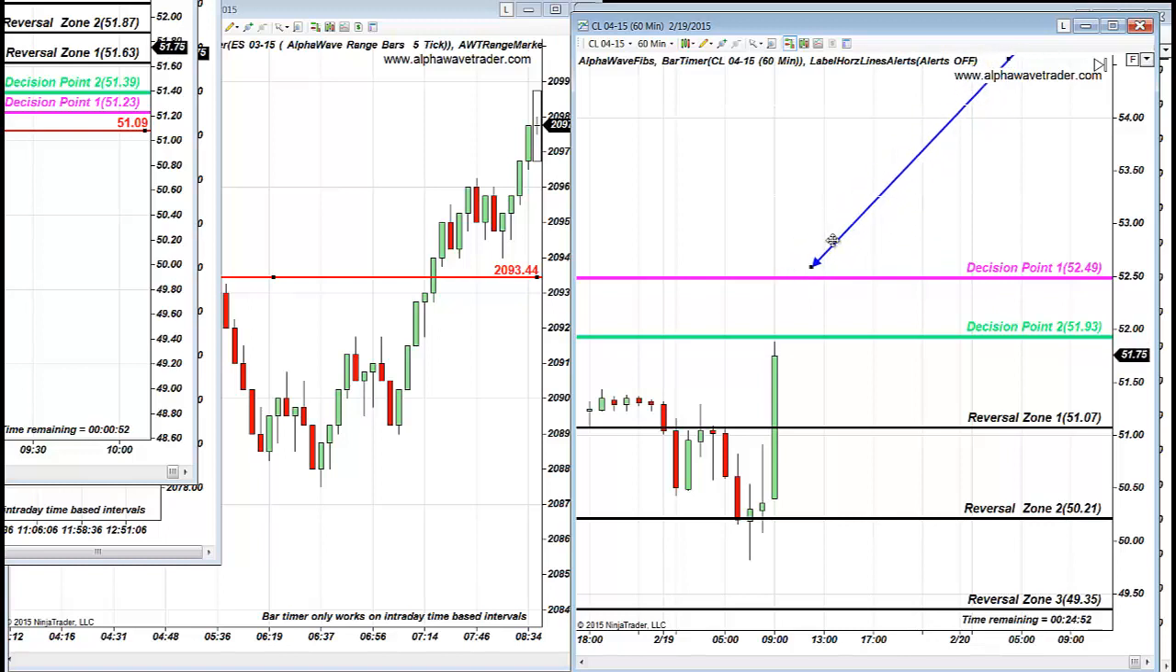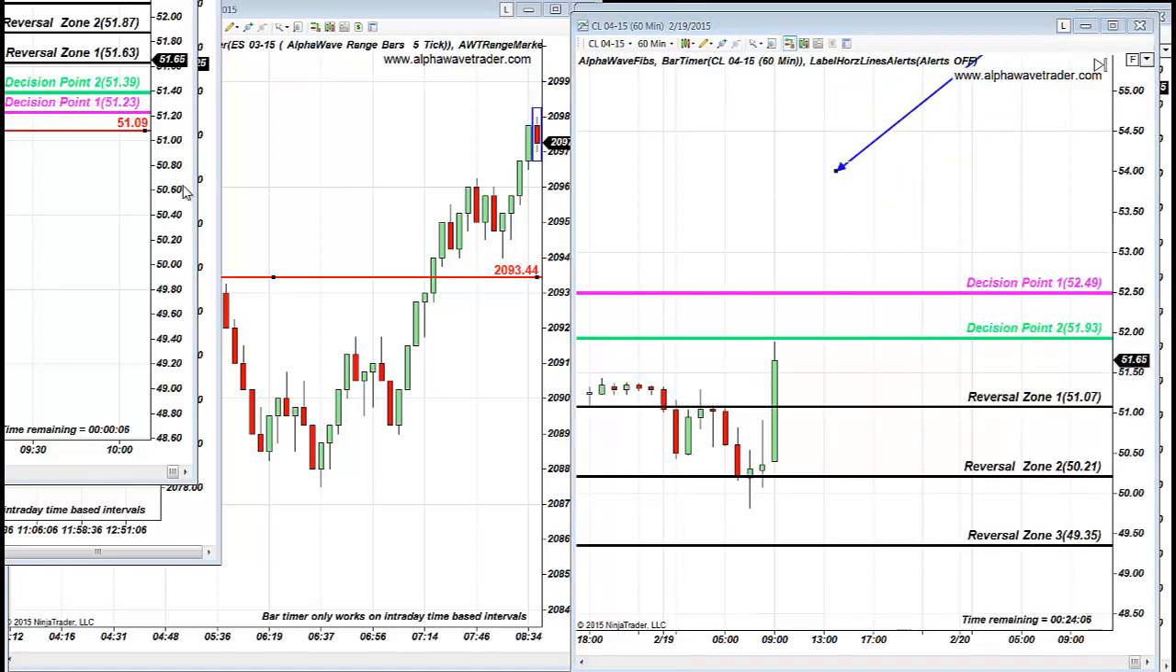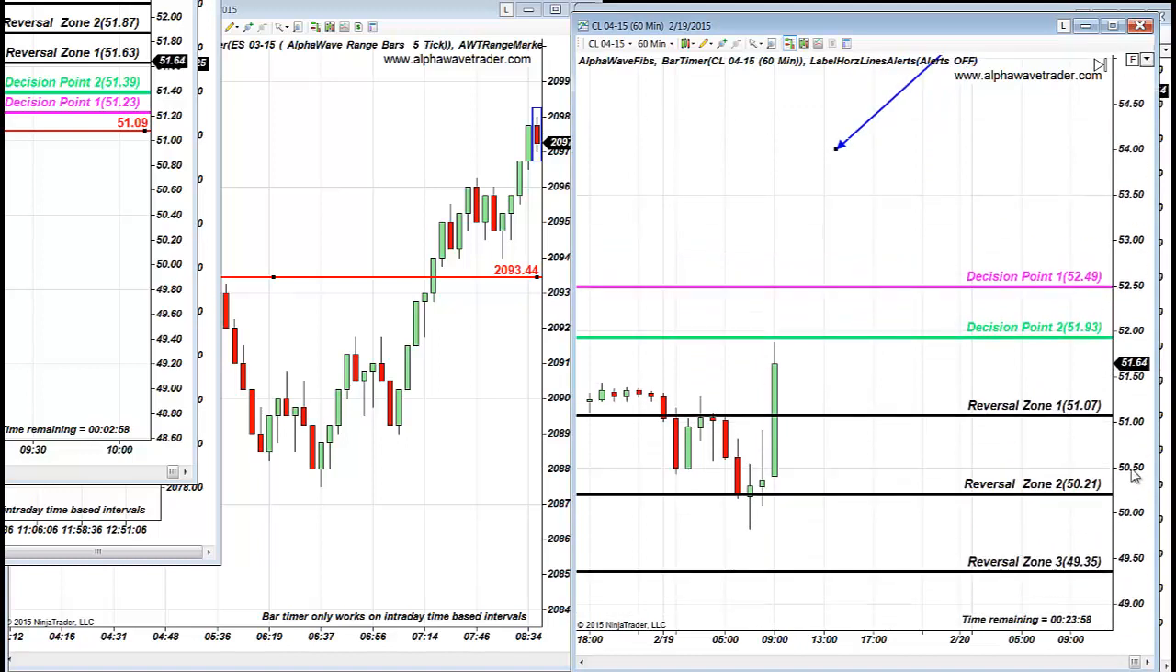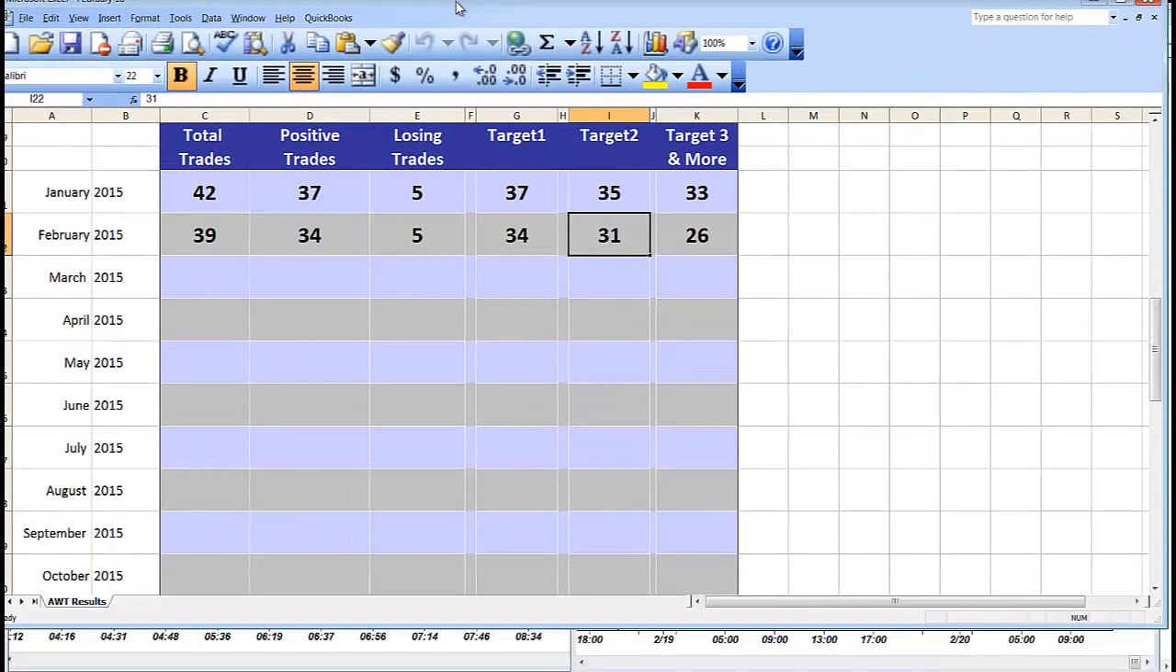If oil blasting through this, rally will be phenomenal. It's heading to 54. That's simple. Never ever ignore when price correlates with hourly levels. And that's the magic. And that's what I will be teaching tomorrow in Fibonacci class. So let's update the results on oil. That was our trade number 40.